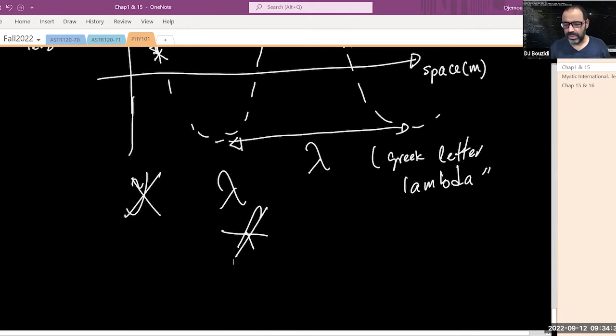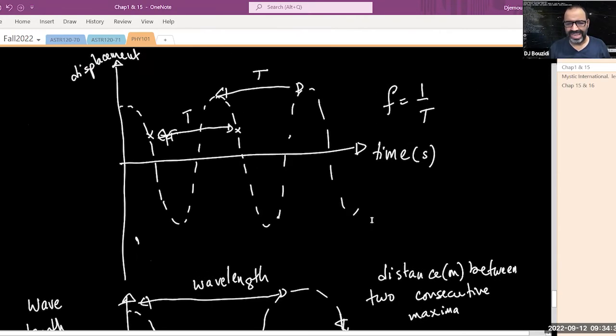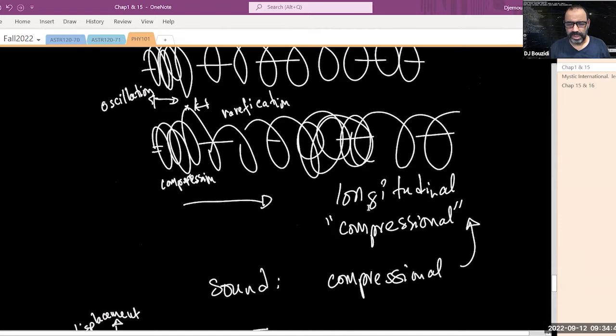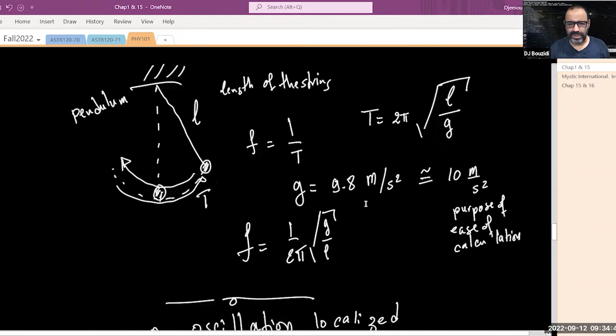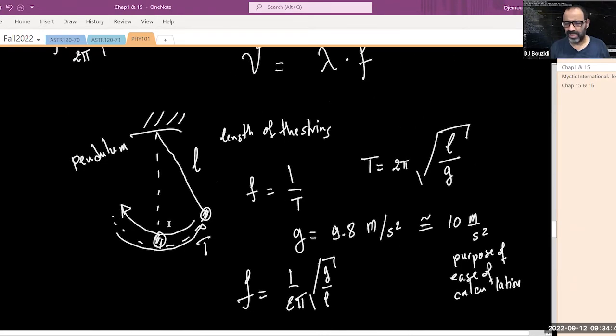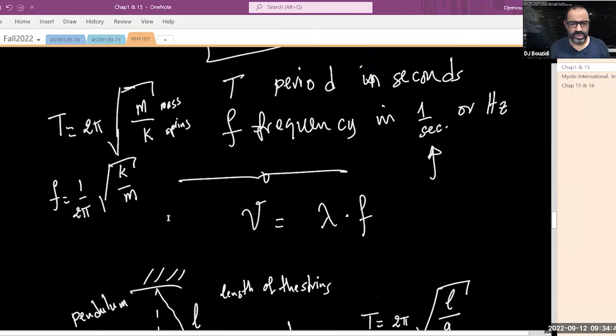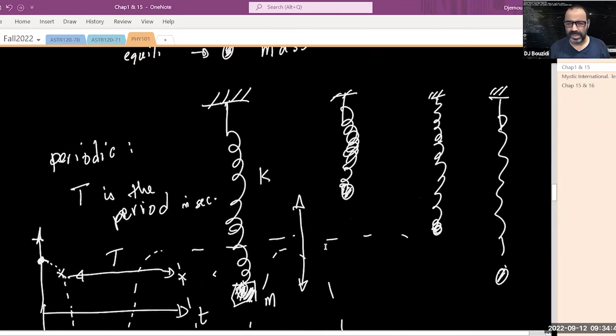Lambda is unique to waves. You cannot have a wavelength for a pure oscillation. For example, it doesn't make sense to talk about the wavelength for a pendulum. It doesn't make sense to talk about the wavelength, for example, for the mass spring system.